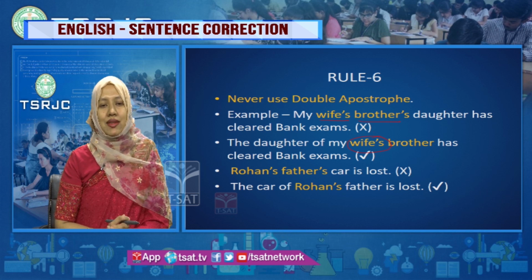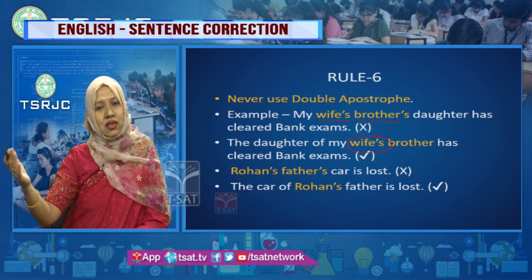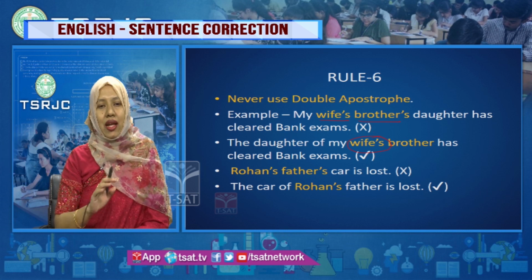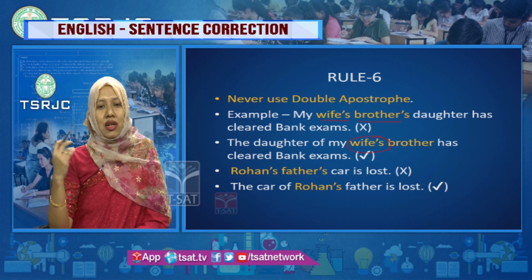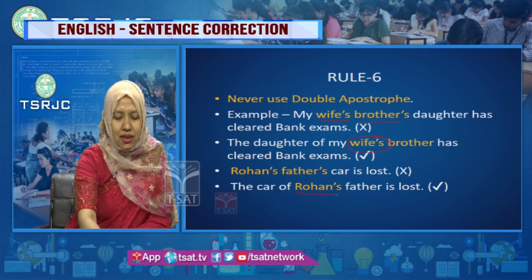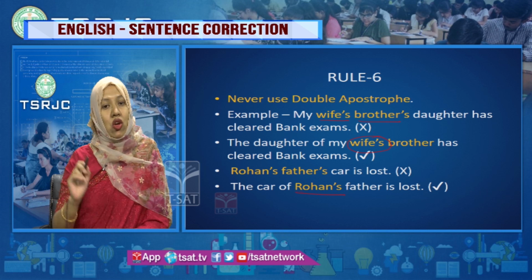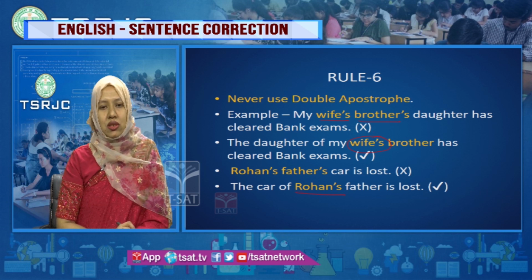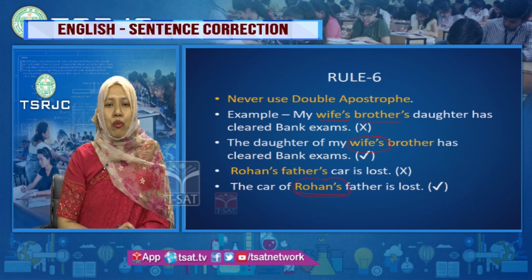Let us look at one more example. Rohan's father's car is lost. Again in this sentence, a double apostrophe is used. Again this sentence is wrong. You must say, the car of Rohan's father is lost. In this sentence you find only one single apostrophe.